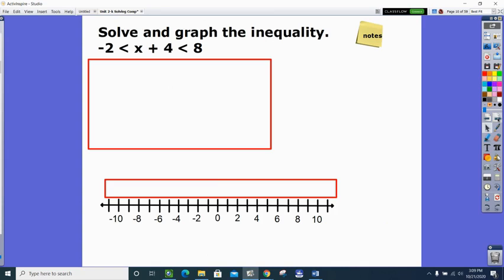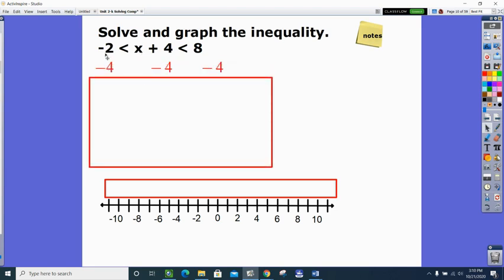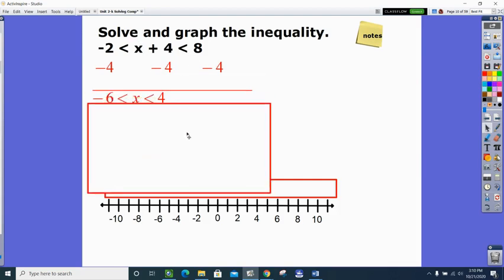So here's one. Why don't you pause the video and see what you can do with this one. All right, so simpler than the one we just did. I'm not going to pull it apart. I'm just going to subtract 4 from everybody. When I do that, I'm going to have -6. I'm going to have an x, and I'm going to have a 4. Look, I'm already at my answer.